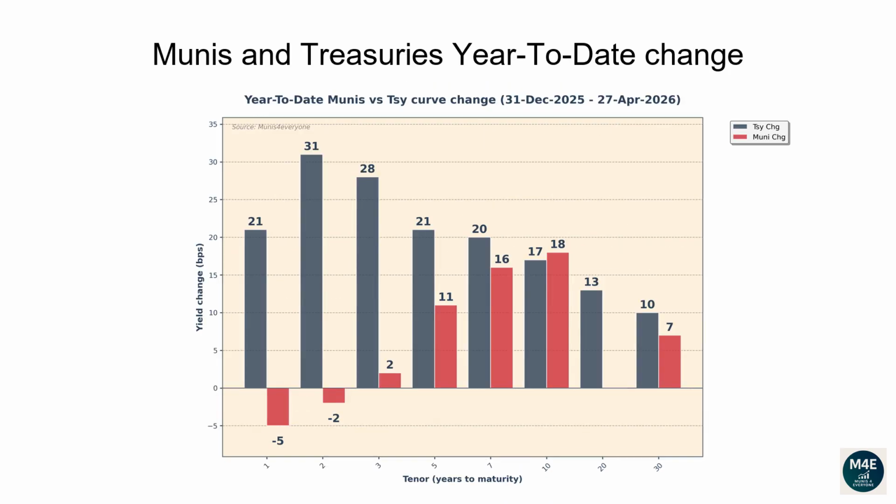This graph is similar to the previous one, but instead of showing how interest rates have moved versus the prior day, it shows how much they have changed since the end of last year. The current bar plot shows how Muni and Treasuries have changed year to date.